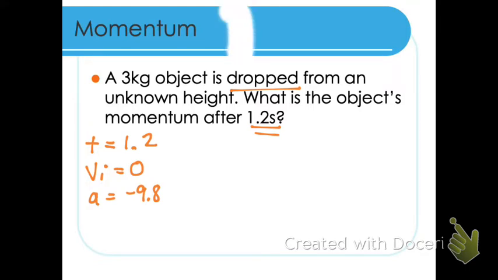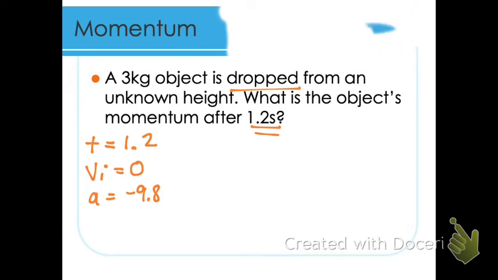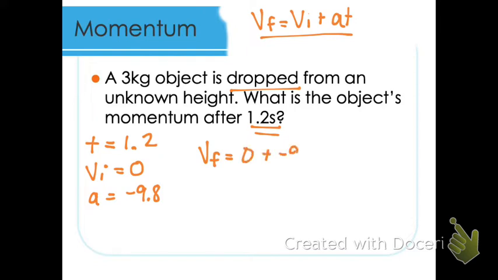If I use my first kinematics equation, I think I can solve for the velocity at 1.2 seconds. VF equals VI plus AT. That's one of the kinematics equations we'll have to use. So final velocity at 1.2 seconds is equal to 0 plus negative 9.8 times 1.2. Tells me after 1.2 seconds, I'm moving at a speed of negative 11.76 meters per second. And so now I can solve for momentum.